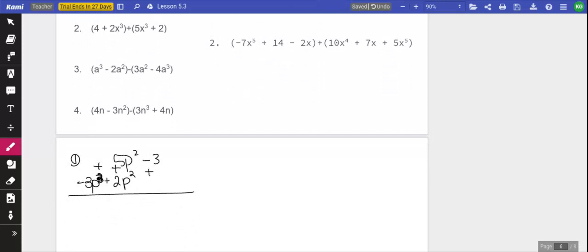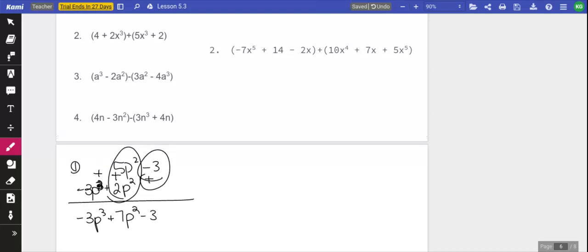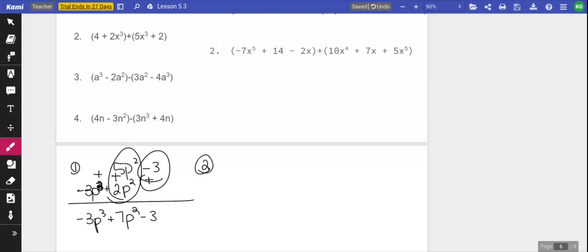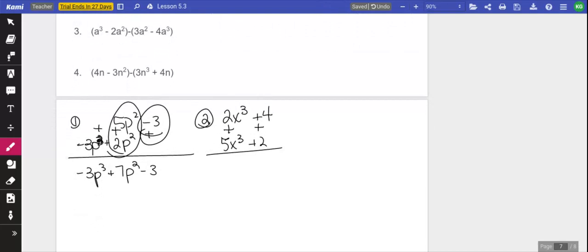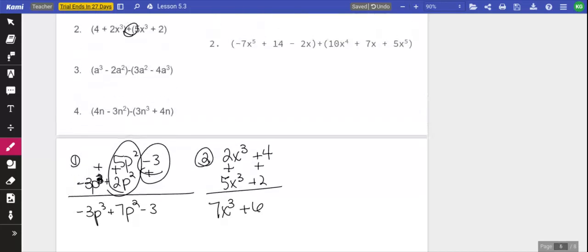So there's nothing to add to my negative 3p cubed, so that stays out front. 5p squareds plus 2p squareds gives me 7p squareds. And there's nothing to add to my negative 3, so that comes down to just be negative 3. On number 2, I'm going to rewrite it so that the 2x cubed is first, and then the 4 is second. And then the second part is 5x cubed plus 2, and looking in between them, they are being added. So 2x cubes plus 5x cubes is 7x cubes, and 2 plus 4 is 6.